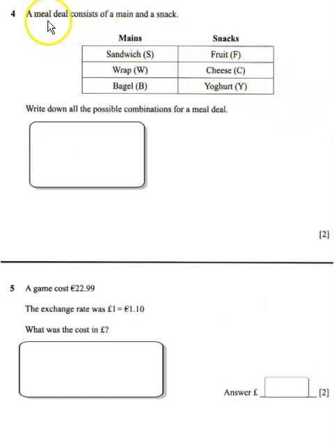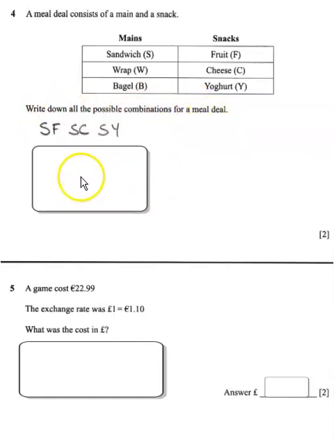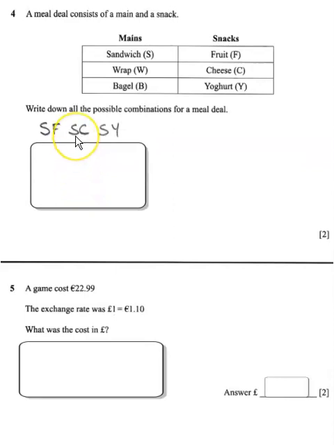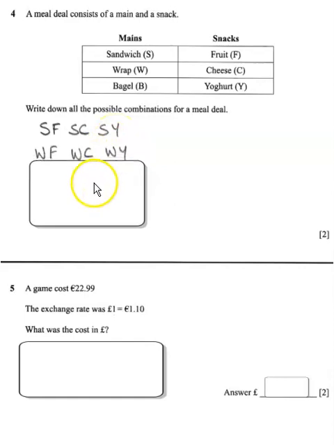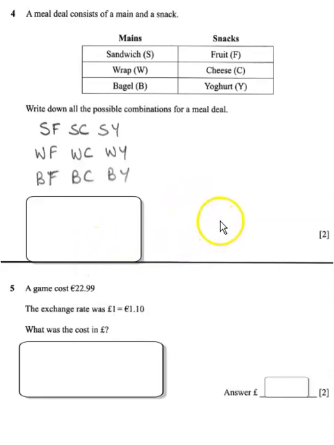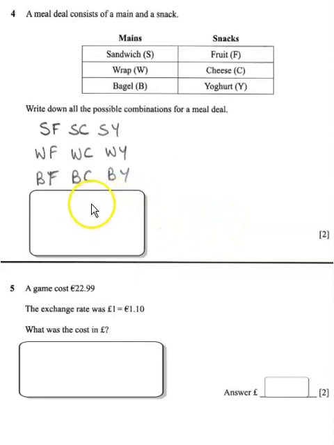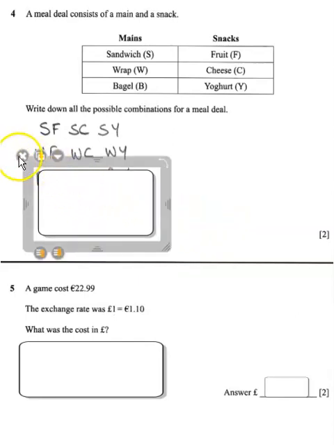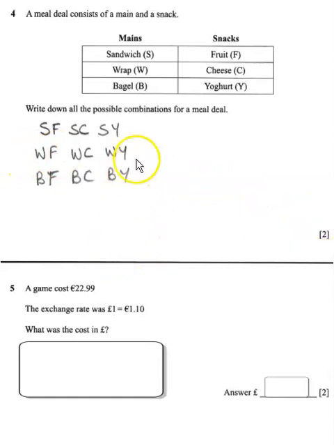Question 4, a meal deal consists of a main and a snack. So we have the mains here and the snacks in this column. So write down all the possible combinations of a meal deal. So it's basically sandwich and fruit, sandwich and cheese, sandwich and yogurt. So we're trying to do it logically the way we go through it. So the next one would be wrap and fruit, wrap and cheese, wrap and yogurt. And the next one would be bagel and fruit, bagel and cheese, bagel and yogurt. And that's all the possible combinations that you could get for this.